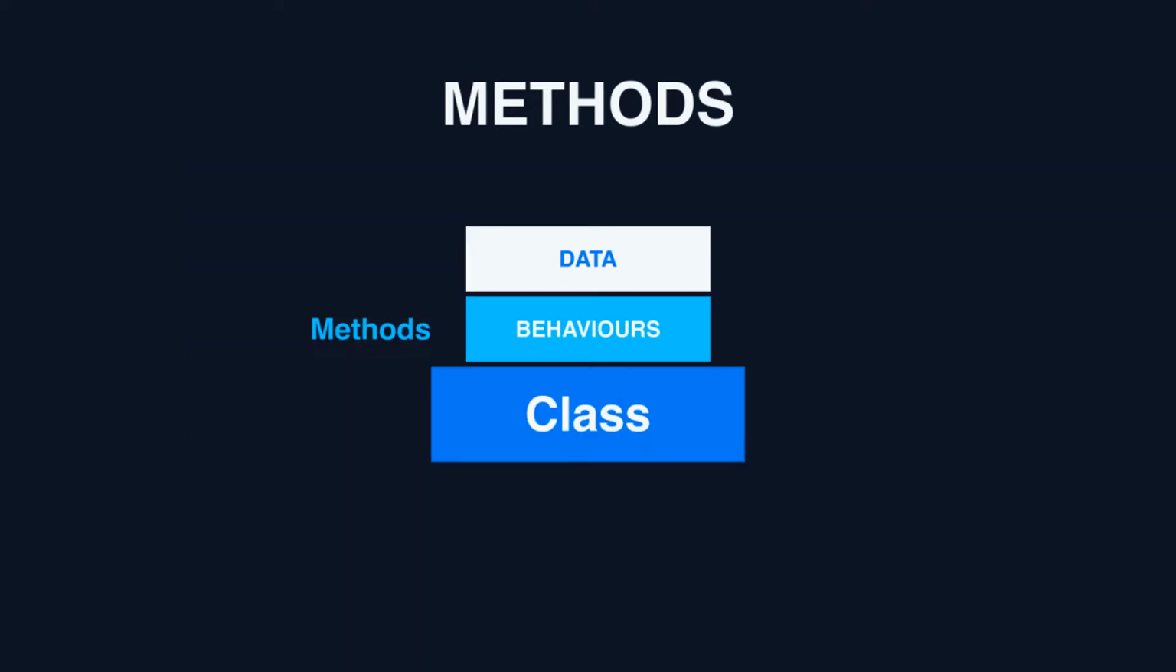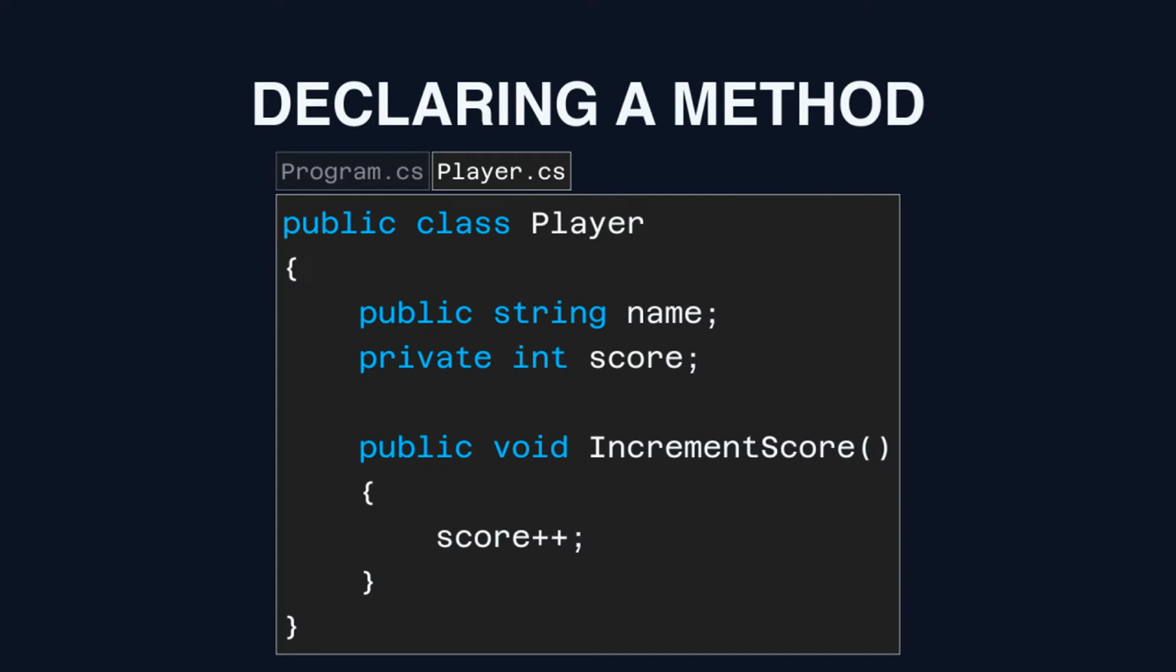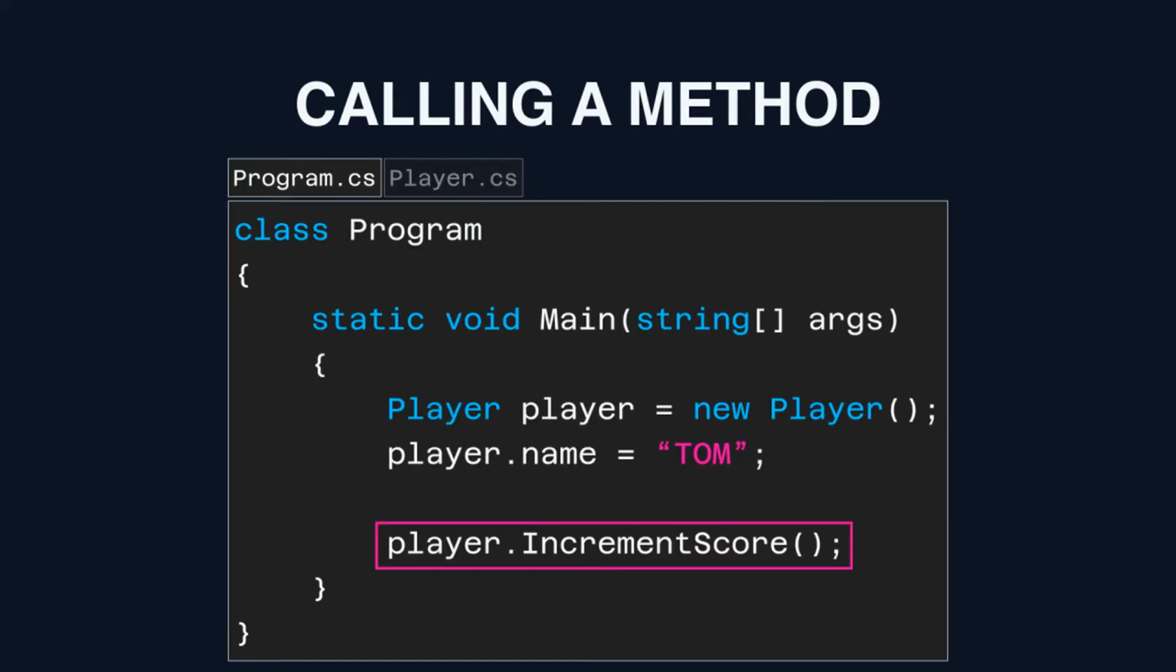For example, we could have a player class that holds the player score and has a method to increase the score value. This would be the method declaration. When the method is called, it increments the score value by 1. We'll come back to how to declare methods in just a bit. First, let's see how to call a method.